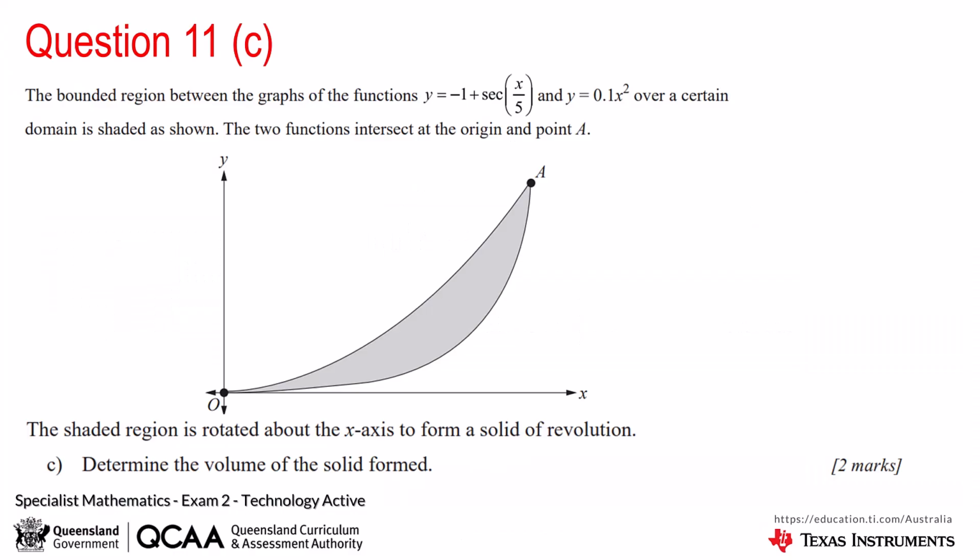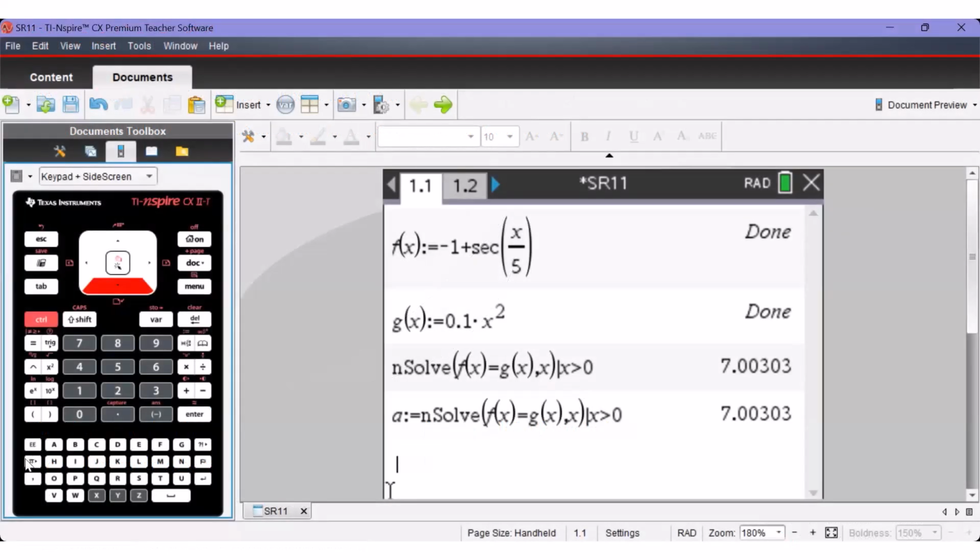Question 11C is worth 2 marks. And what we're asked to do here is we're asked to consider that the shaded region has been rotated about the x-axis, been rotated 360 degrees or 2 pi radians around the x-axis to form a solid of revolution. And we're asked to determine the volume of this solid. Okay, so what we need to do is we need to form the definite integral that represents the volume of this solid. Okay, so first of all, what we're going to do is we're going to press the pi button, and pi is highlighted there, so we'll press enter.